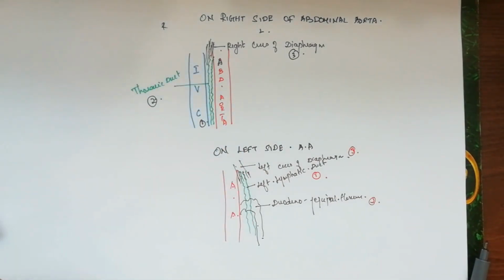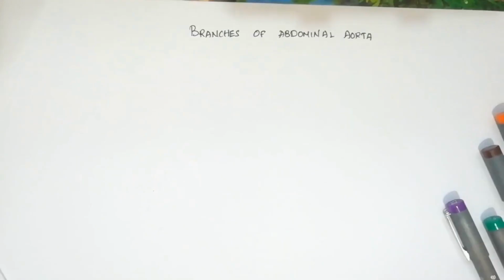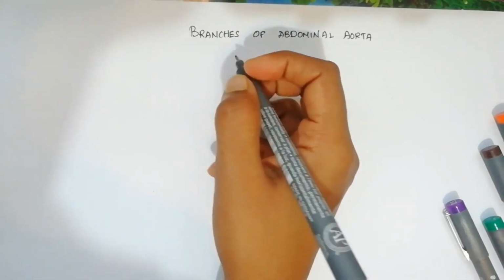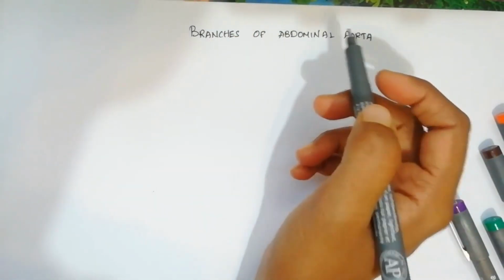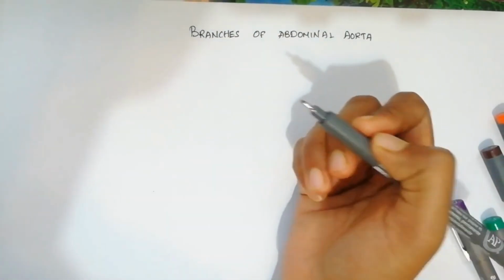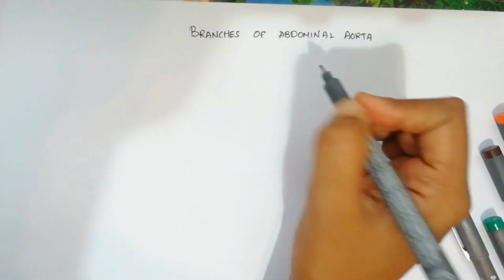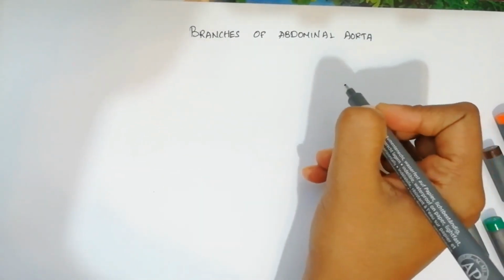Now we will move on to details of how the branches are seen over here. So about the branches and their distribution we are going to see in detail. So now we are going to see details of branches of the abdominal aorta. So we have dealt with the situation and the relations of the particular artery, that is abdominal aorta.